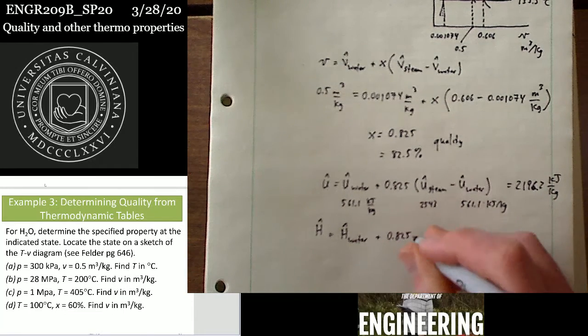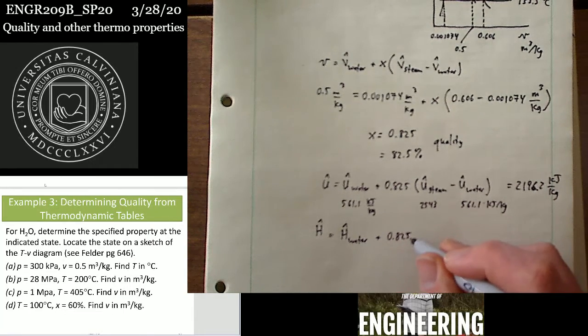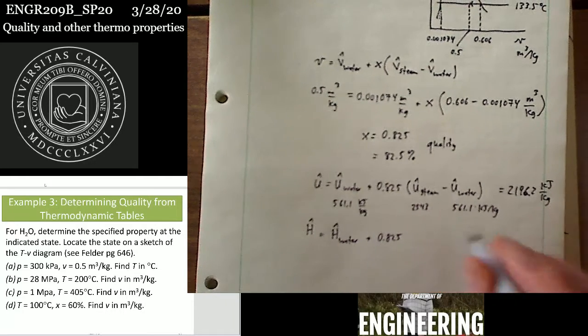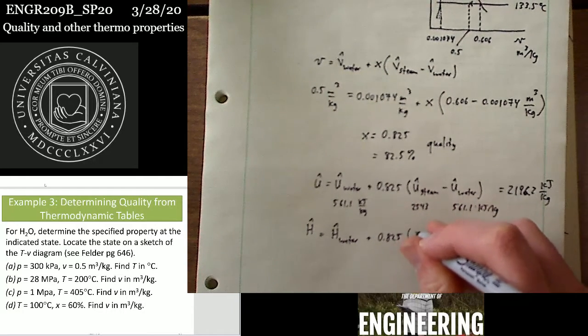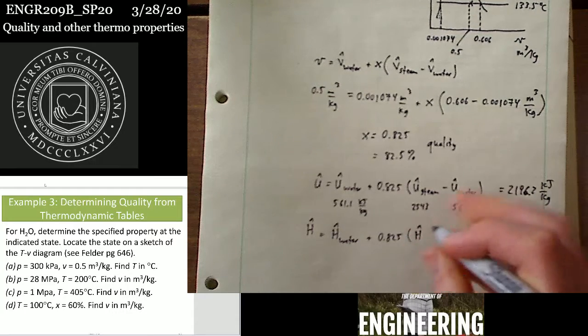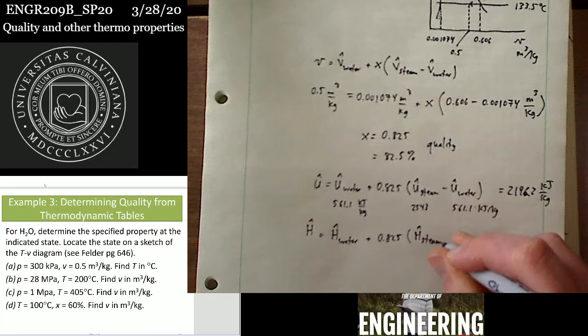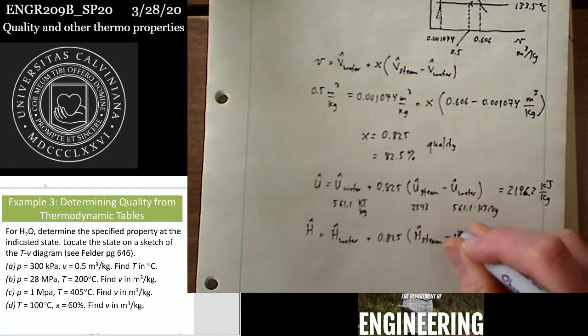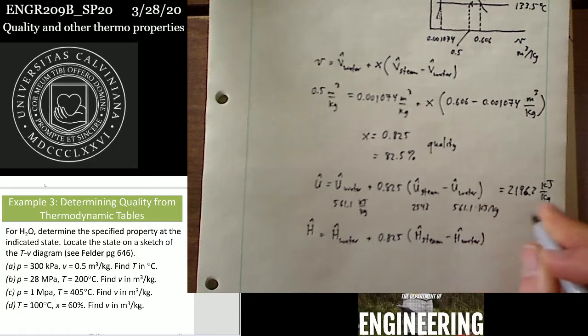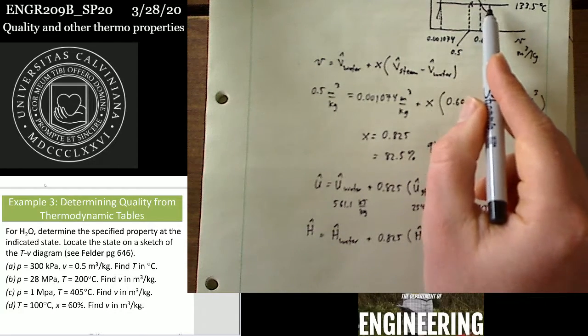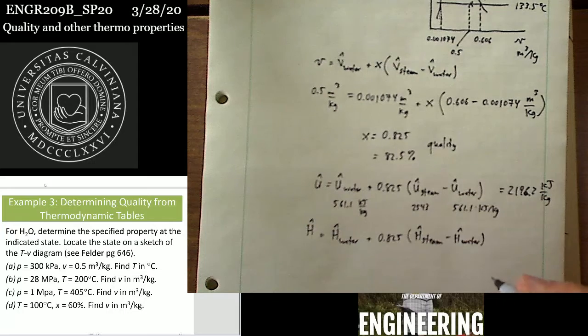This is what tells us how much percentage of it is steam. So 82.5% is steam compared to 17.5% that's water. So we know that it's going to be closer to the steam properties than it will be to the water properties, because it's closer to the steam side, the saturated steam side of the envelope.